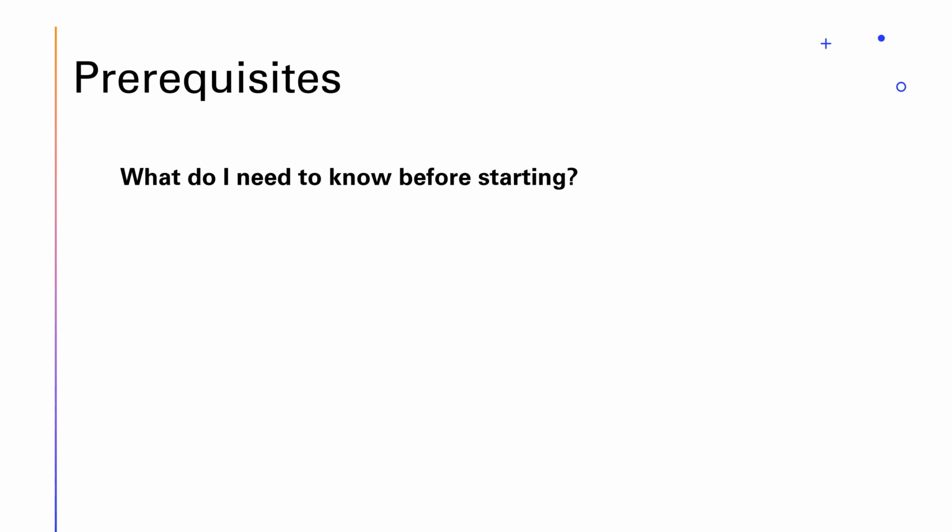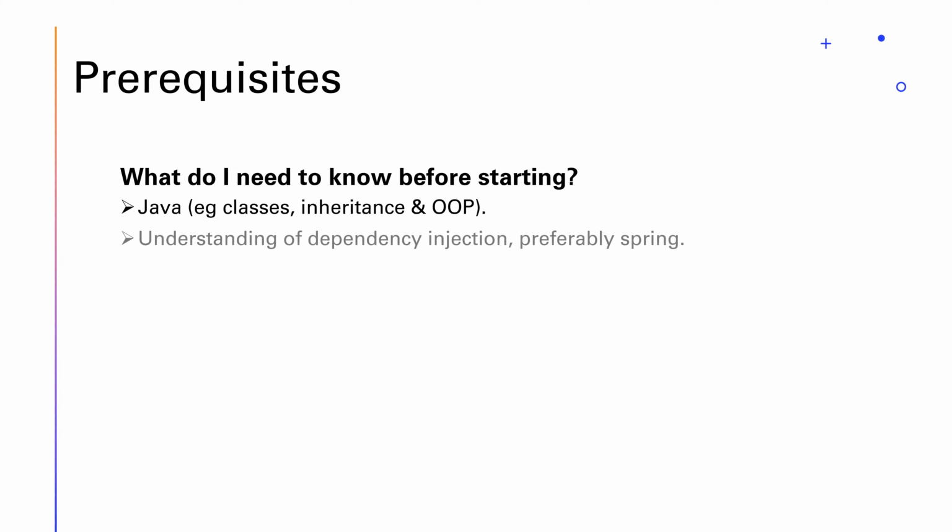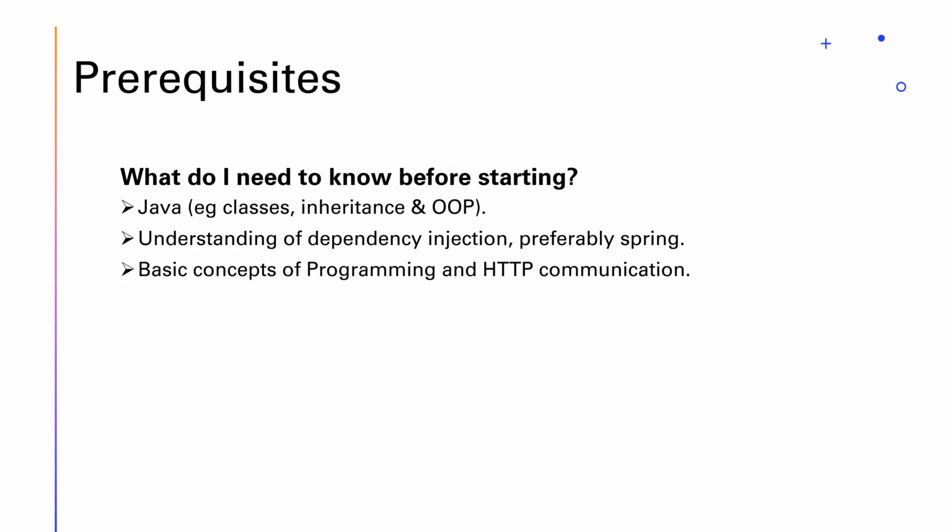Before we start this tutorial, there's a few things I recommend you have a basic foundation knowledge of so that you don't get lost along the way. Firstly, you need a basic knowledge of Java, specifically things like classes, inheritance of classes, and object-oriented programming. Secondly, you will need to have an understanding of dependency injection libraries such as Spring, preferably Spring since that's what we're working with.